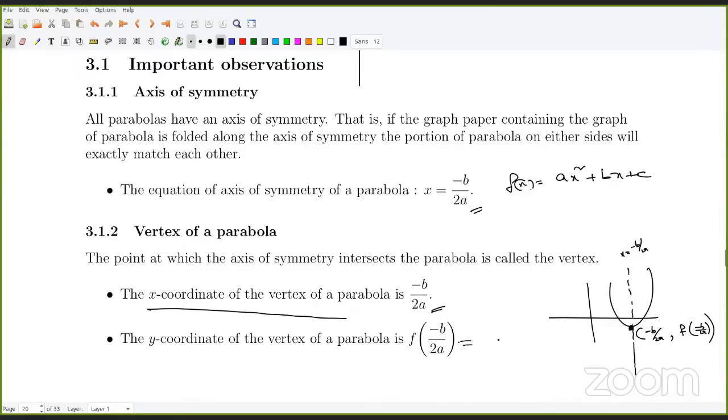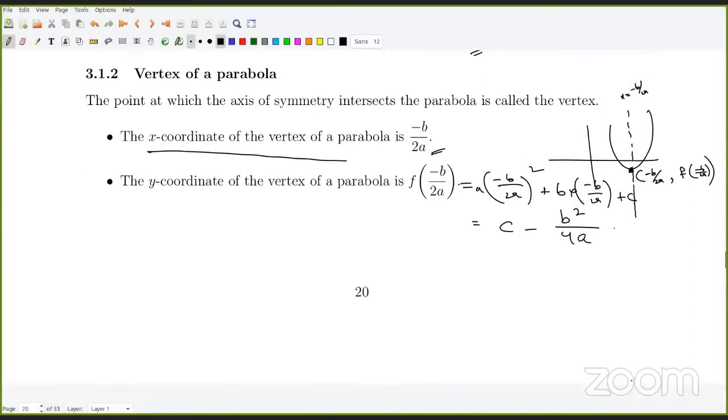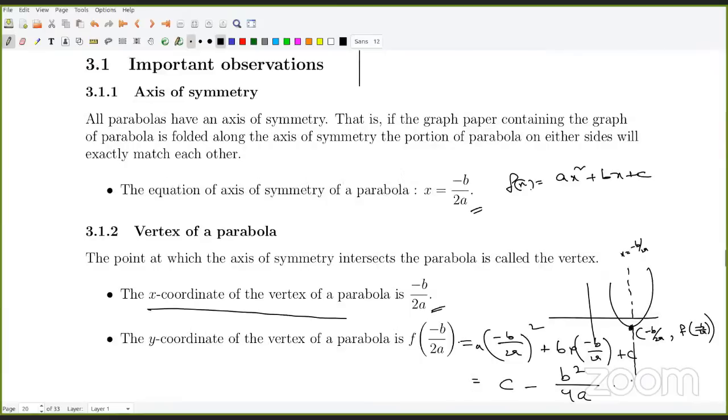If you substitute, what will you get? a times minus b by 2a whole square, plus b times minus b by 2a, plus c. Correct? If you simplify this, you will get c minus b square by 4a. Am I correct? Yes, c minus b square by 4a. So this is about the vertex of a parabola and the axis of symmetry.